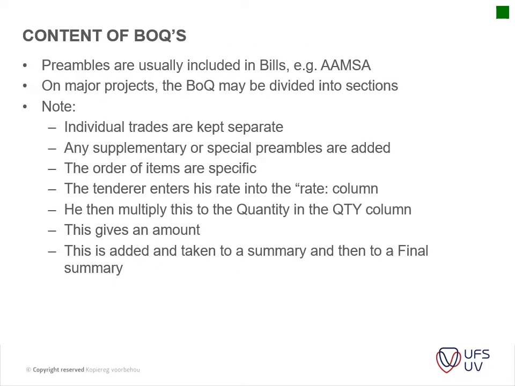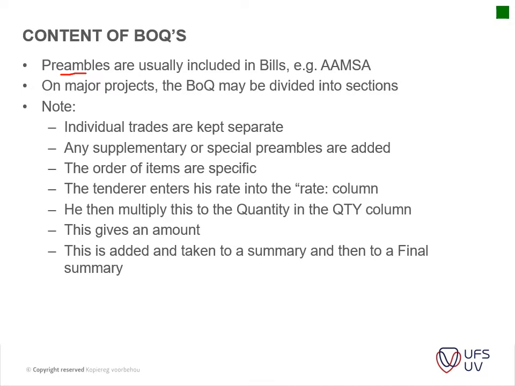Then your content of your bills of quantities. Preambles are usually included in your bills. Preambles is a very fancy word for basically specifications. Preambles just specify that, for instance, if you've got an aluminium installation, the aluminium should be of this standard. If it's natural anodized aluminium, for instance, it should be this color, it should have this strength, it should be this thickness, etc.